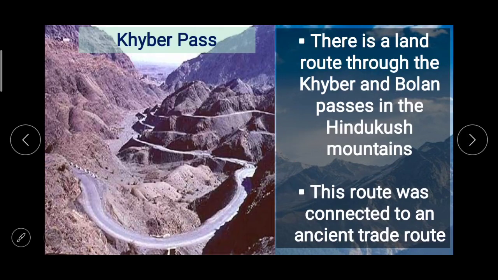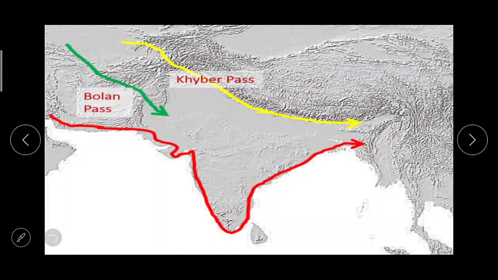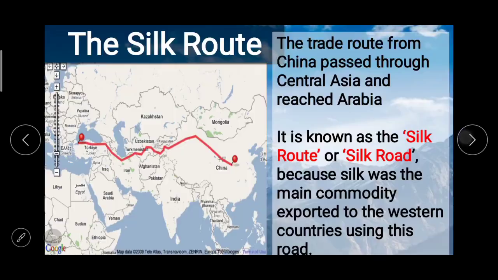Here now you can see this one, Khyber Pass, which goes through the Himalayas. There is a land route through the Khyber and the Bolan passes in the Hindu Kush mountains, and this route was connected to an ancient trade route which is known as the Silk Route or Silk Road. Bolan Pass, like the Khyber Pass. Here now you can easily understand with this map the exact location of Bolan Pass and the Khyber Pass. Now, why is the route called Silk Route? This one in the red line you can see, because silk was the main commodity exported to the western countries using this road.